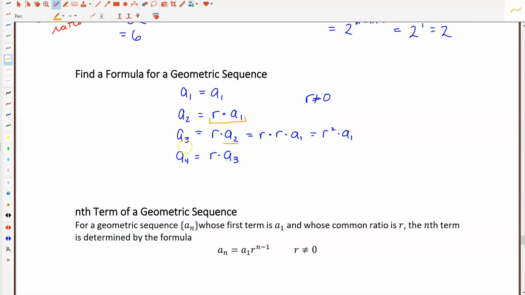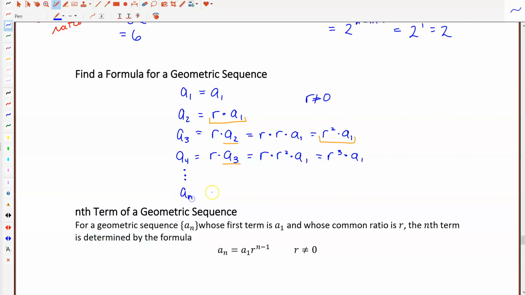But what we just found was a sub 3 is equivalent to r squared times a sub 1. So this r was still sitting here, and I'm going to rewrite a sub 3 as r squared times a sub 1. Again, I can combine these r's, and here I get r cubed times a sub 1. Hopefully at this point we see enough of the pattern. If not, I would encourage you to build out a couple more terms.